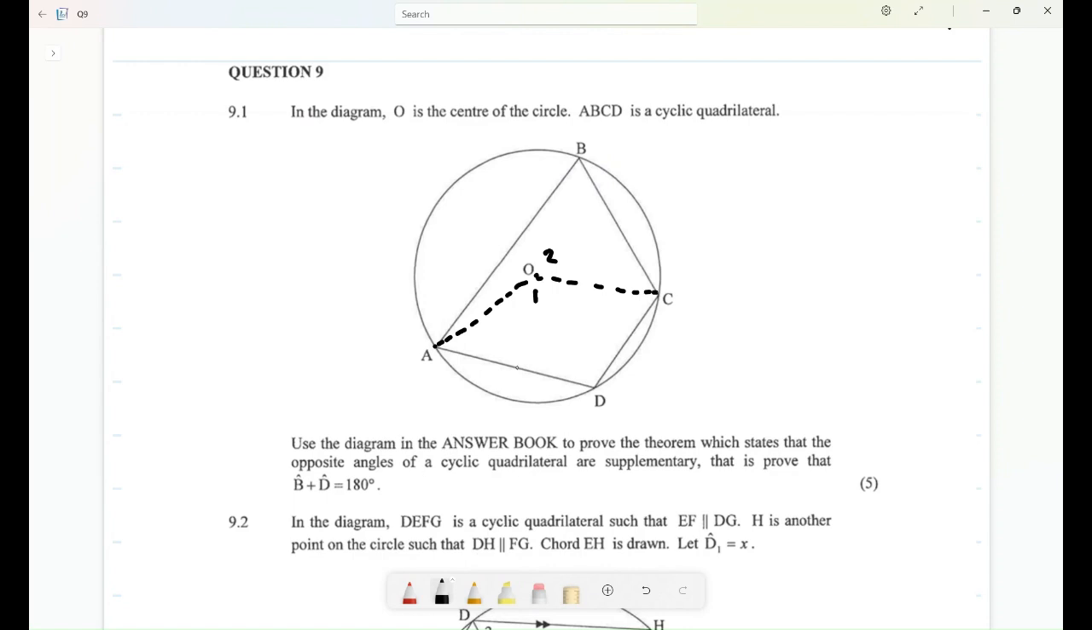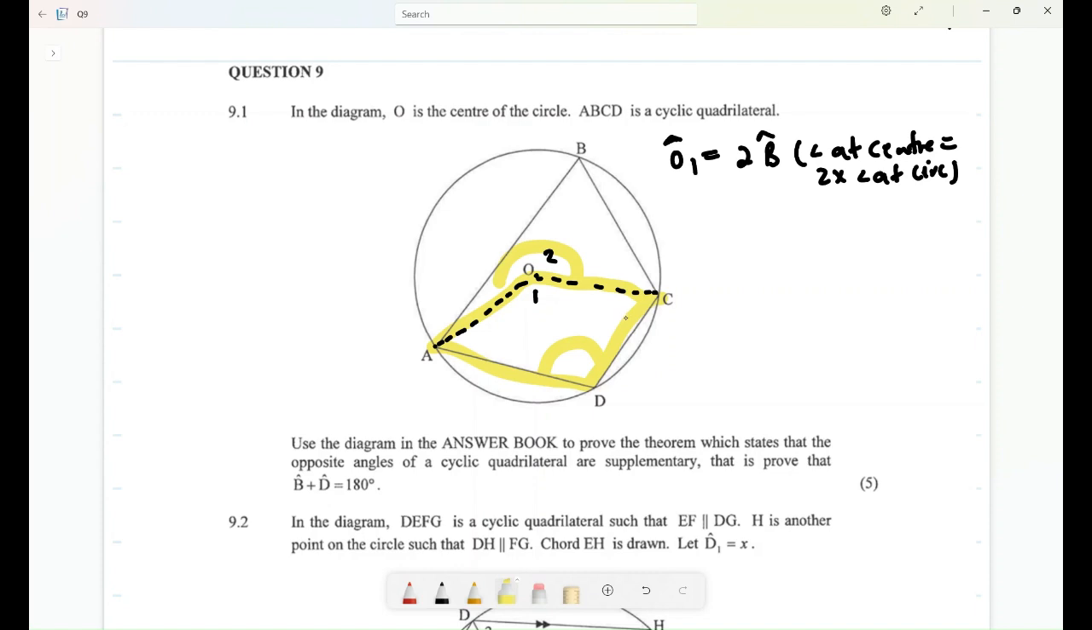Now, this is very straightforward to prove. Angle at center is twice angle at the circumference. Can you see that? Yes. Now I say angle O1 is twice angle B. Why? Angle at center is equal to twice angle at circumference. Now I repeat the very same process with O2. Angle at center is going to be twice angle at the circumference.